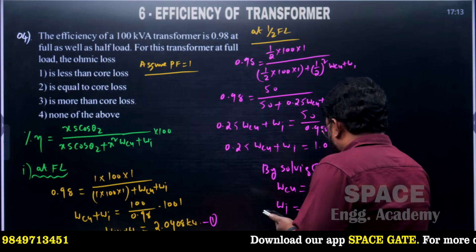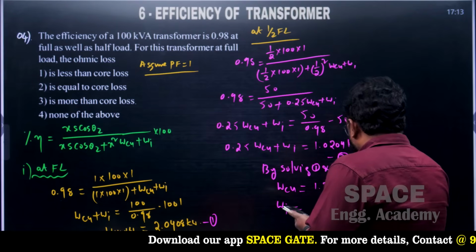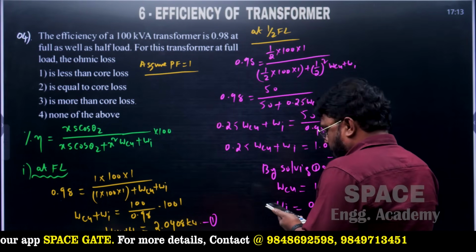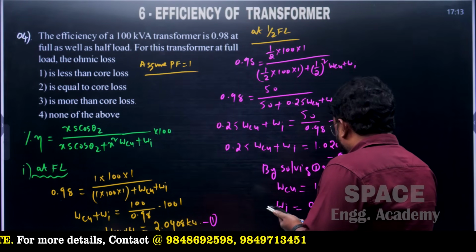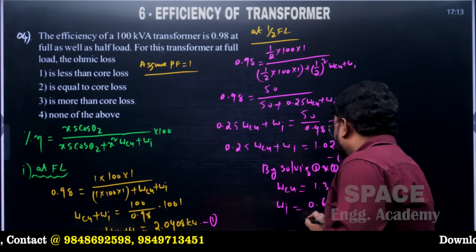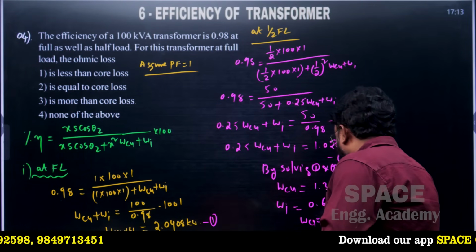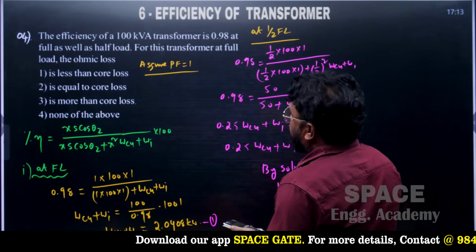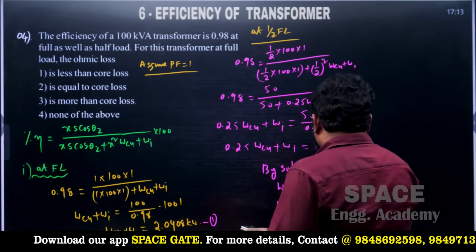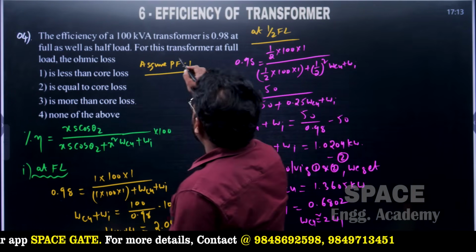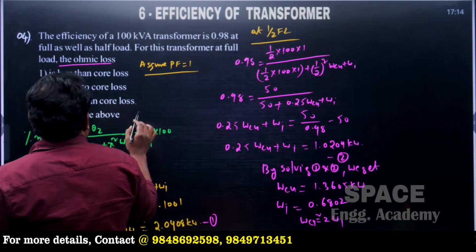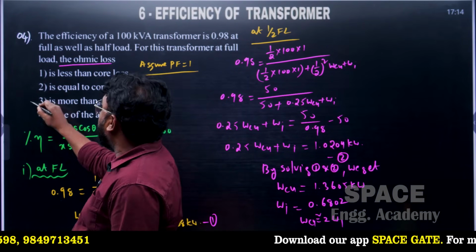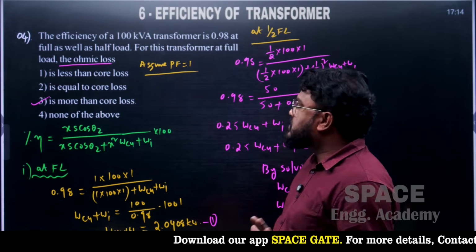So copper loss is equal to 1.3605 kilowatts and iron loss is equal to 0.6802 kilowatts. Therefore, copper loss is almost 2 times the iron loss. So the ohmic loss, that means copper loss, is approximately 2 times, which is more than the core losses. So option number 3 is correct for this question.